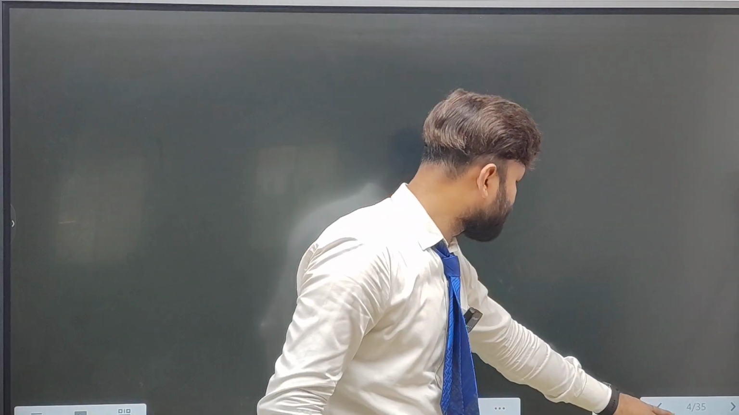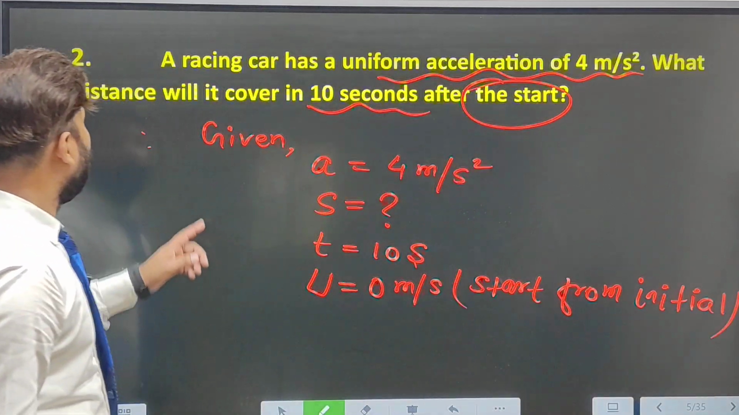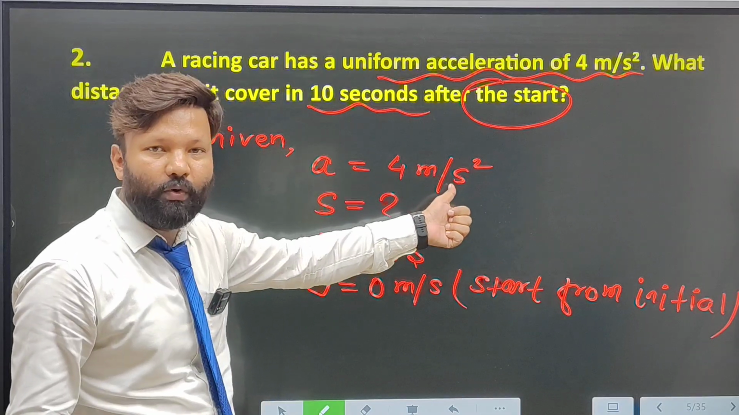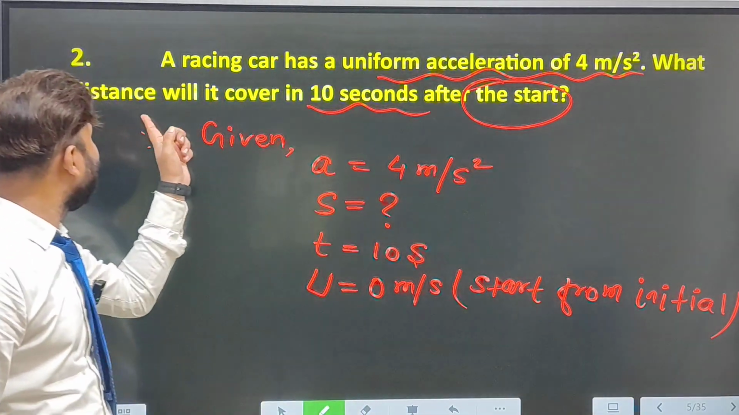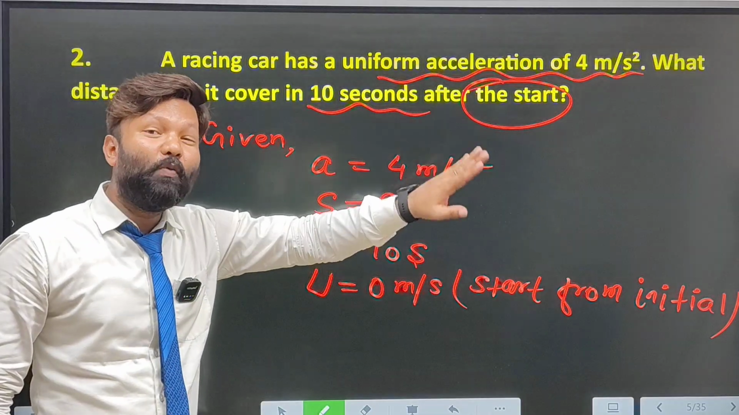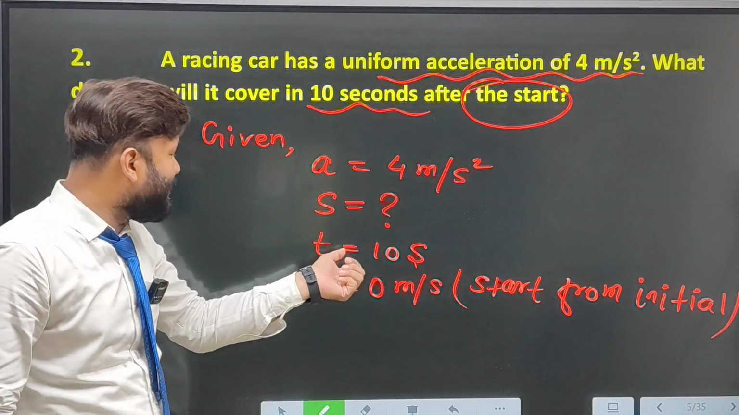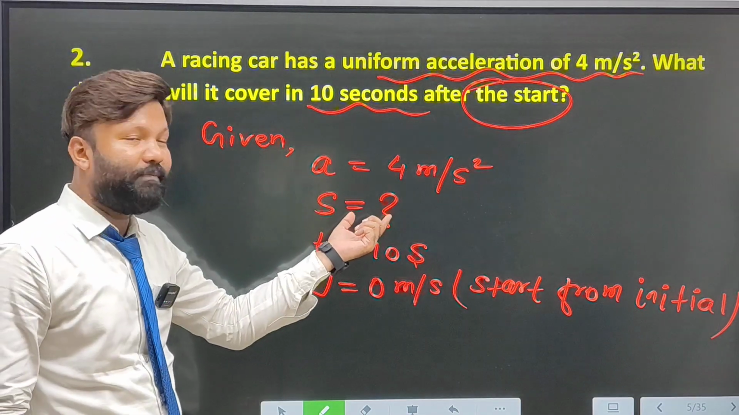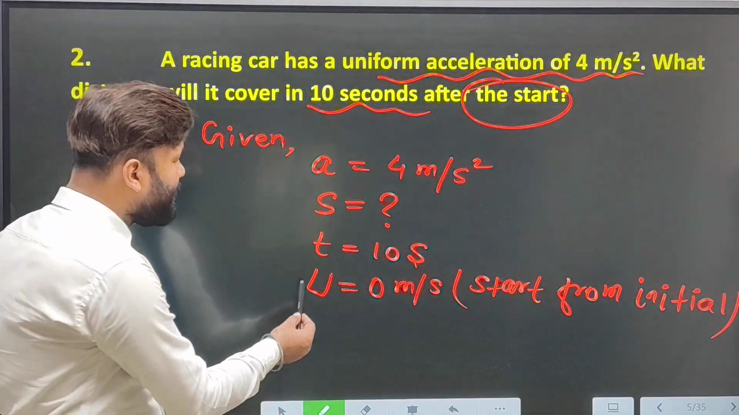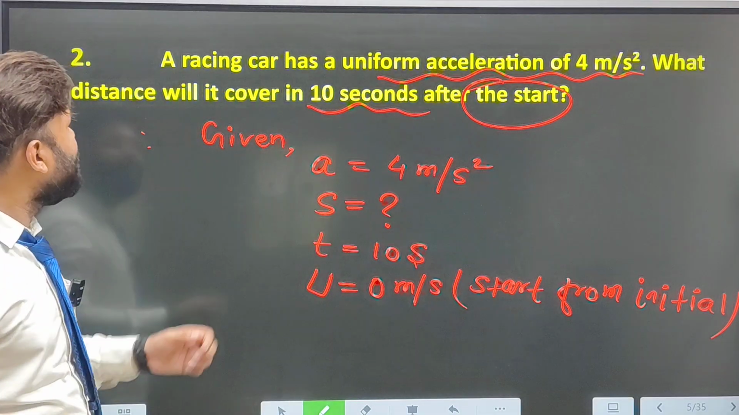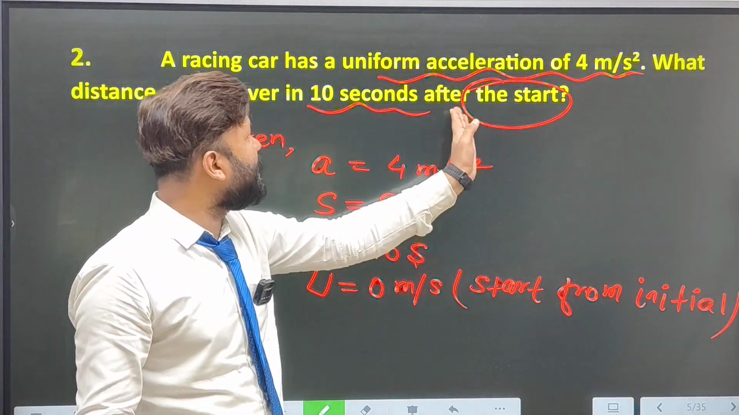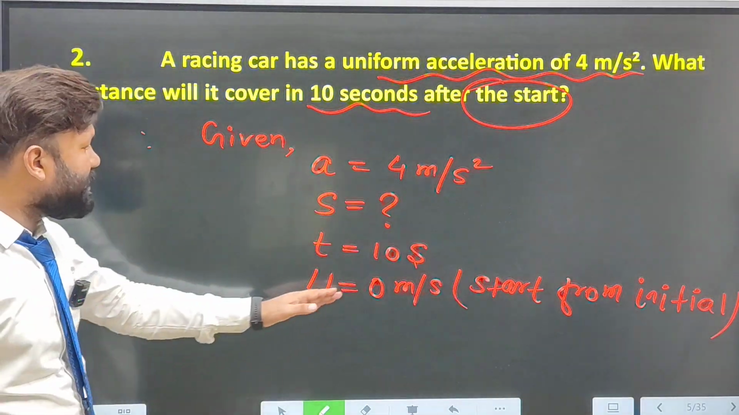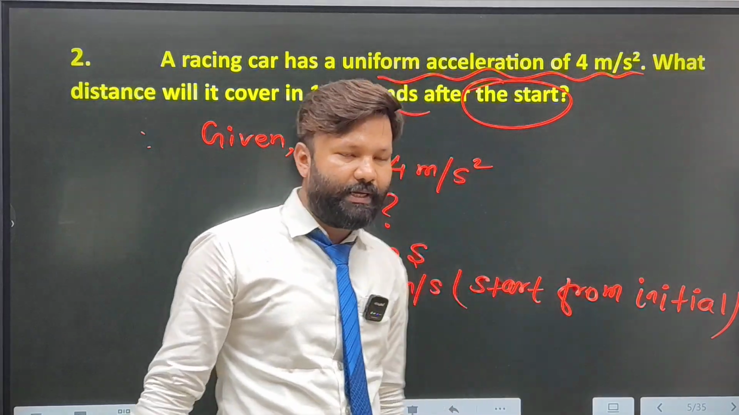Once again, a racing car has a uniform acceleration of 4 meter per second square. What distance will it cover in 10 seconds? How much distance the car will cover in 10 seconds, that we have to calculate. And how do we get to know that the initial velocity is 0? Because the car has started, and we want the distance just after the start. So the initial velocity is 0 because it starts from initial.